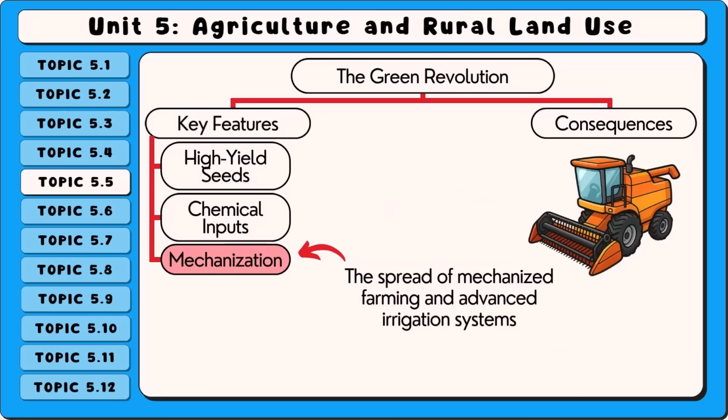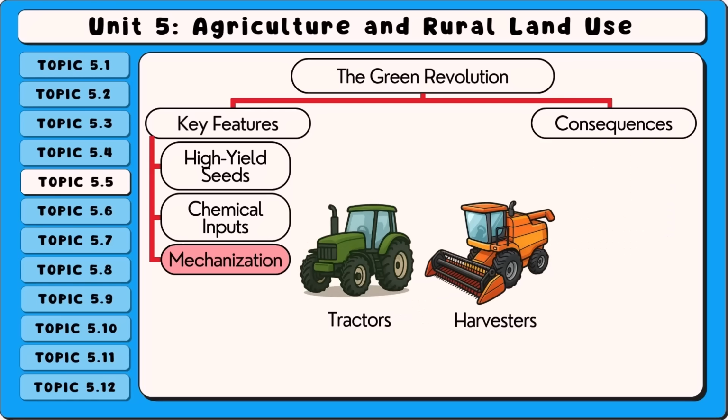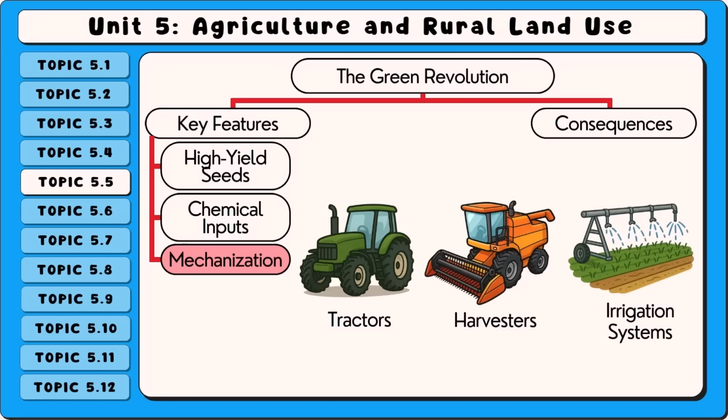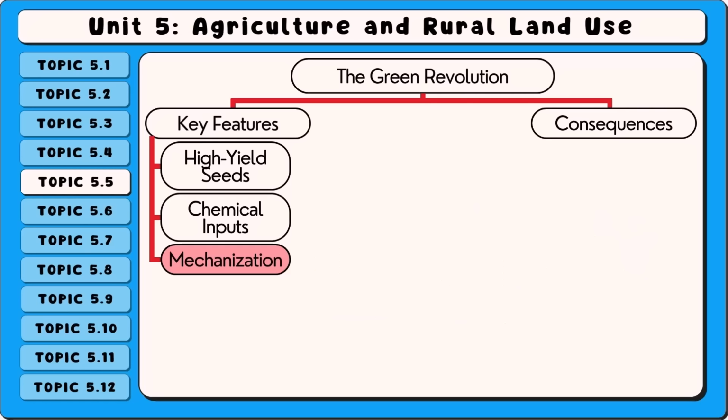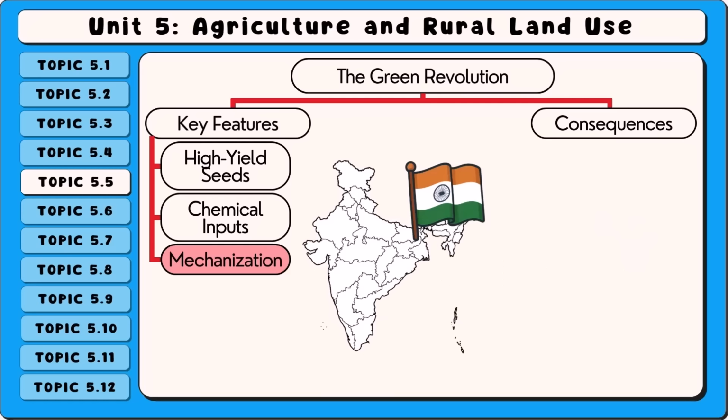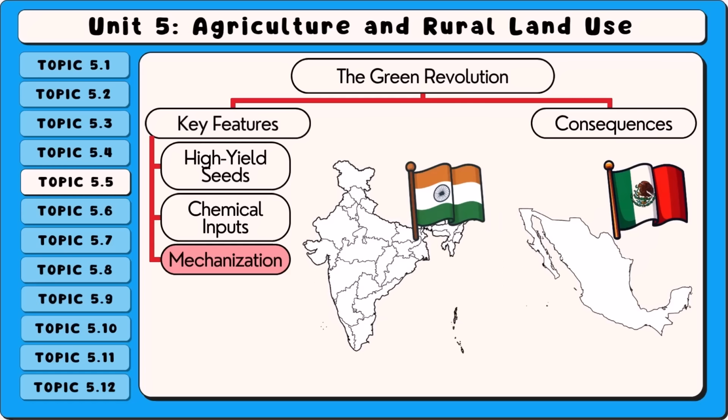The third feature was the spread of mechanized farming and advanced irrigation systems. Tractors, harvesters, and other machines allowed large fields to be farmed quickly, and irrigation helped bring water to dry areas. These innovations were especially important in countries like India and Mexico, where farming had previously relied on manual labor.